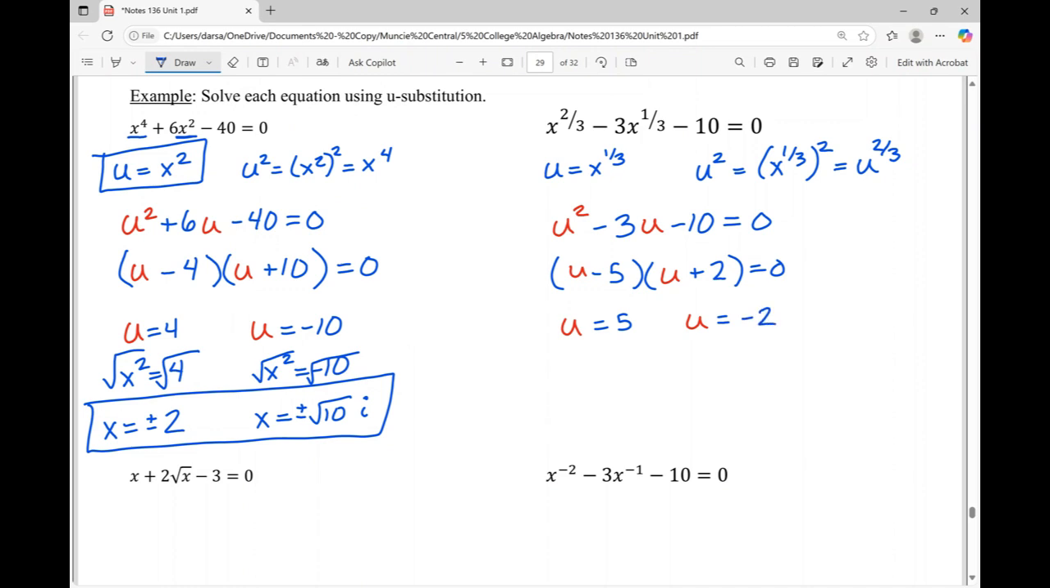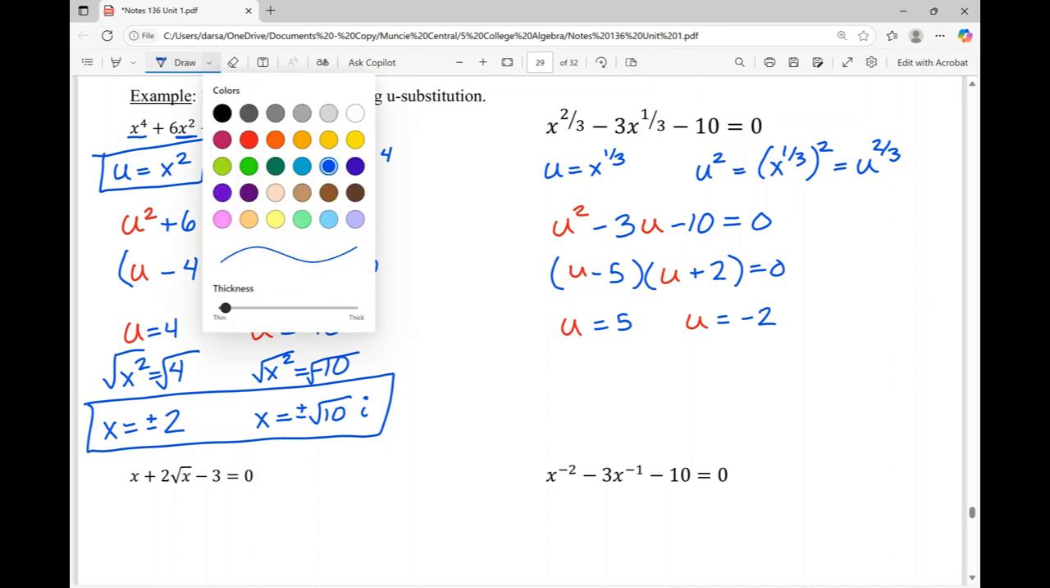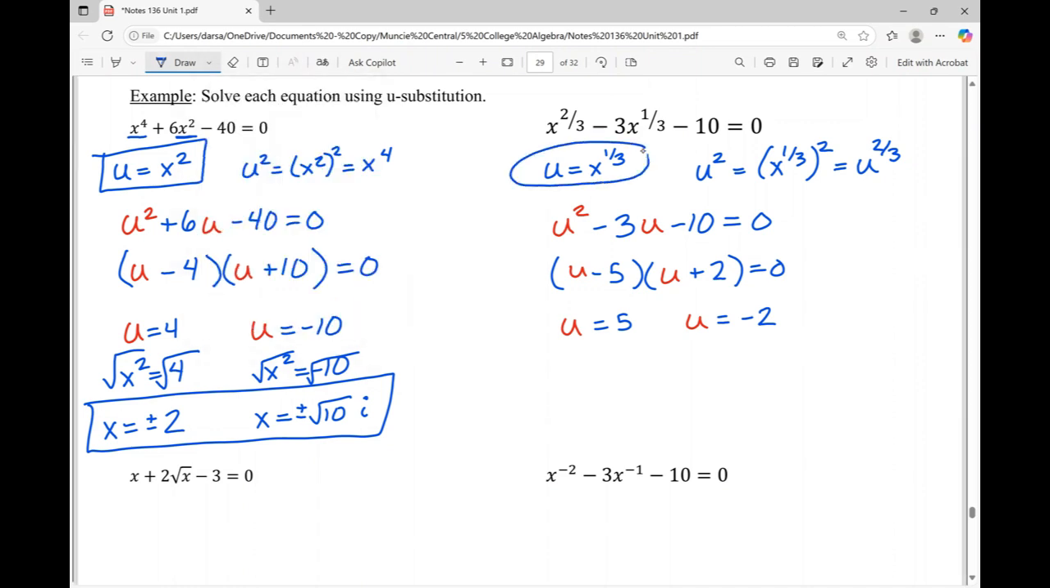But remember, in u substitution, it's not all about u, it's about x. And our original substitution, we said u is equal to x to the 1/3. So we're going to substitute x to the 1/3 back in for our variable u.